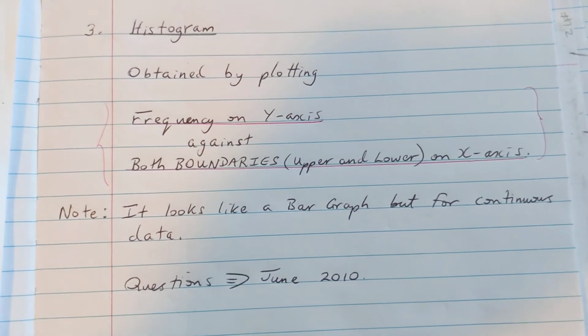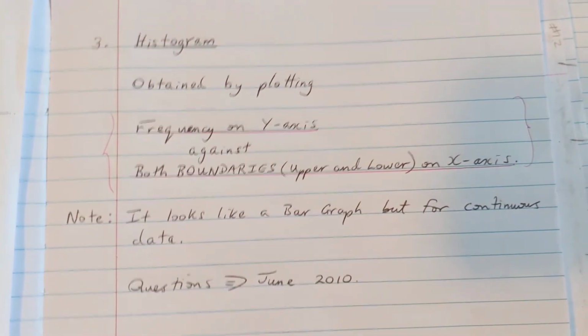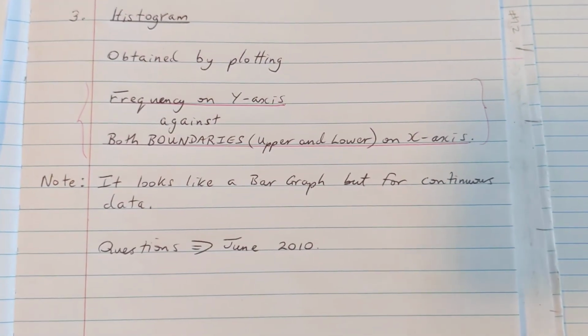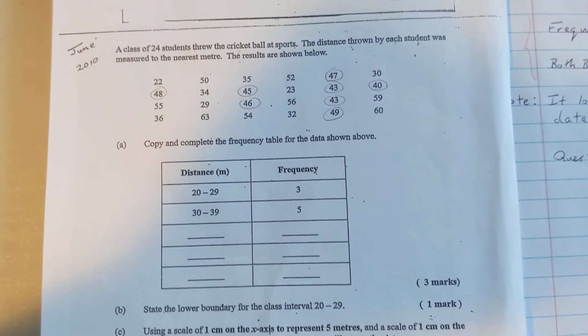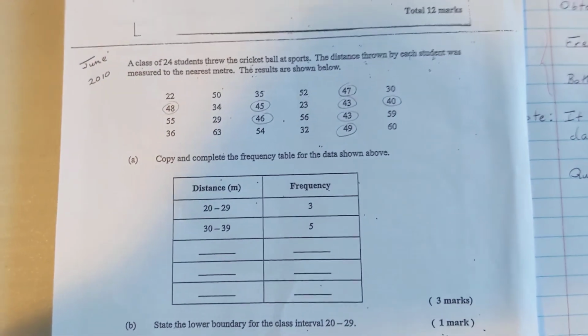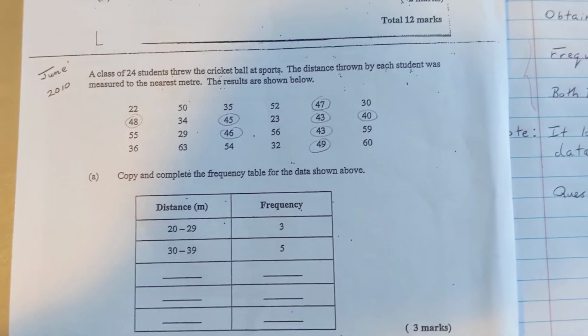This is the least popular out of the three graphs that we're going to look at for the advanced graphs at least. So let me see what it will look like with a recent question, which was June 2010. So we have June 2010 right here. And for June 2010, we have a class of 24 students throwing a cricket ball, and the distance thrown was recorded.